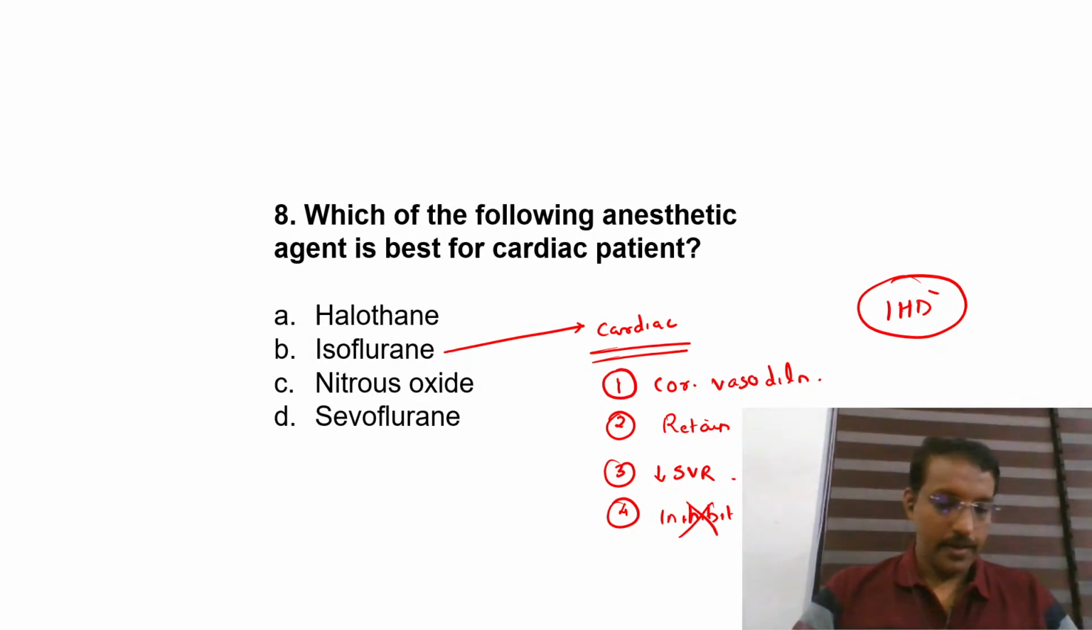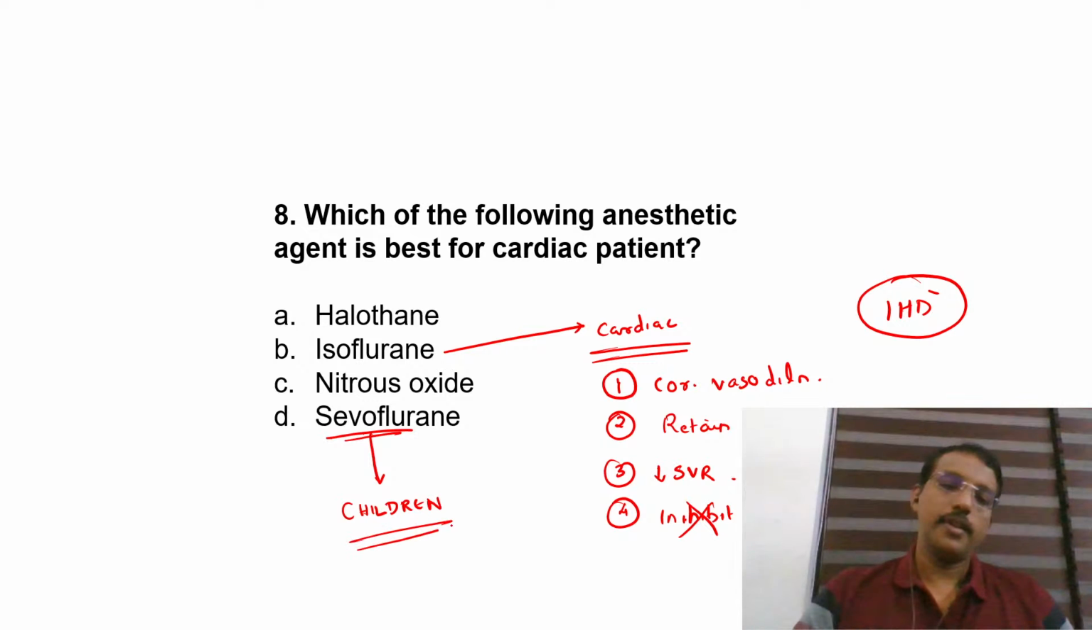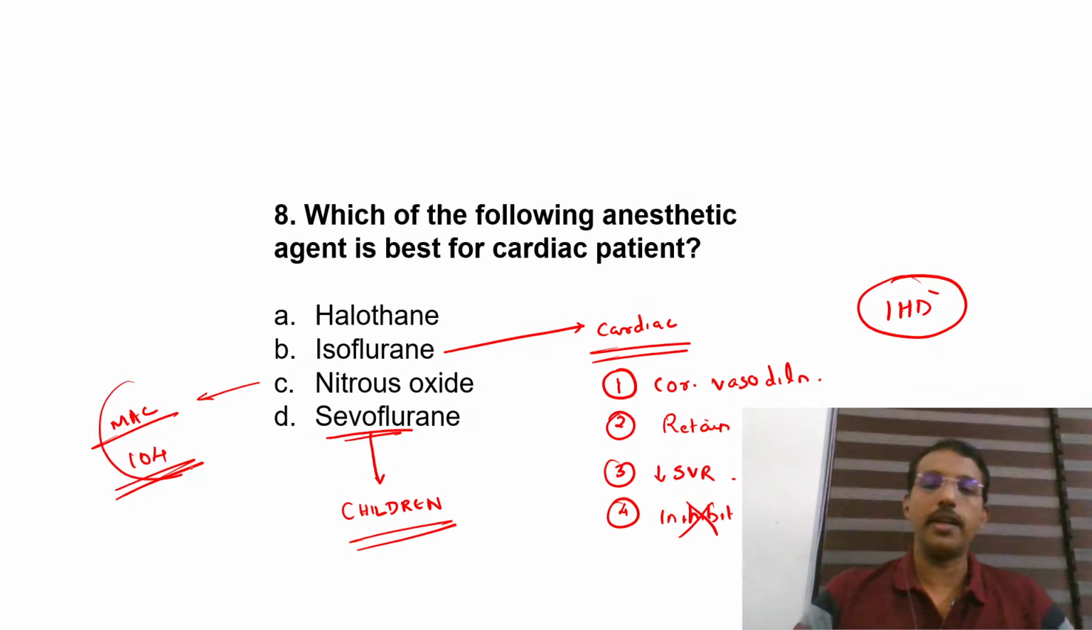Okay. Now, sevoflurane is not good for cardiac because when you see sevoflurane, think about children. Sevoflurane is an induction agent of choice for children. Okay. So the answer is isoflurane. Nitrous oxide is not an induction agent per se, because its MAC value is 104, which is very high. It is a very poor induction agent. Clear? So, any other answers?